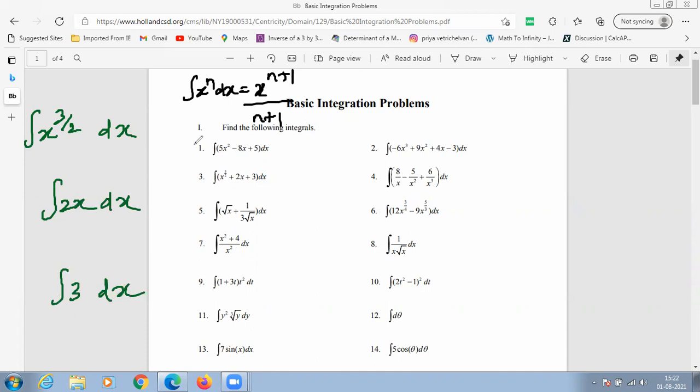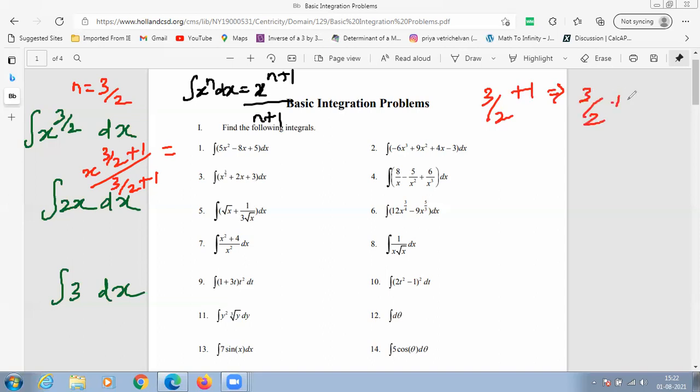So x power 3 by 2 can be written as x power 3 by 2 plus 1 upon 3 by 2 plus 1. I'm using this rule only. Here the value of n is nothing but 3 by 2. The power value is n. So x power 3 by 2 plus 1 upon 3 by 2 plus 1. So what is 3 by 2 plus 1? You'll be taking LCM. You can write 1 as 1 upon 1.